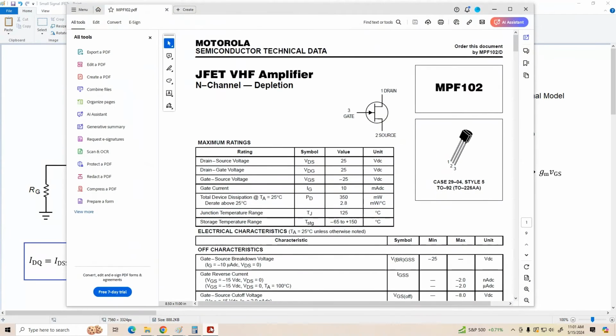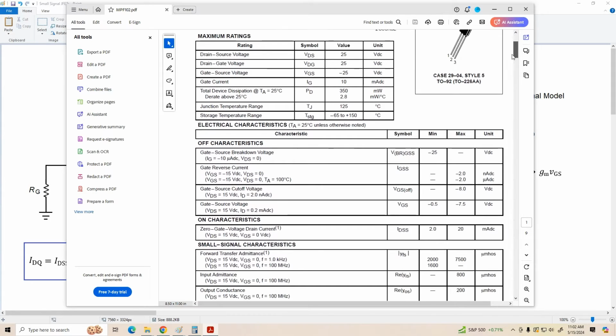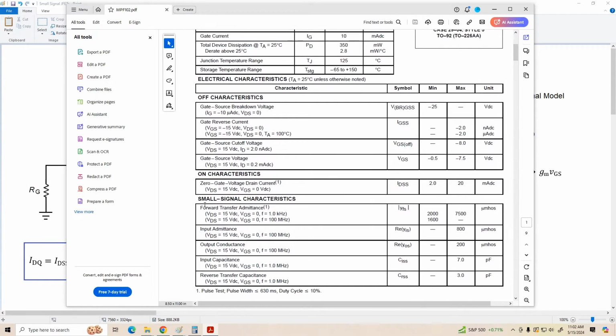Okay guys, so here is the data sheet for the MPF102, and what I want to look at on here is down under small signal characteristics, the forward transfer admittance, that's little y sub fs, and we've got the absolute magnitude here as well, and I'll explain that in a second. But this is equivalent to g sub m, the transconductance of the FET that we've been talking about.